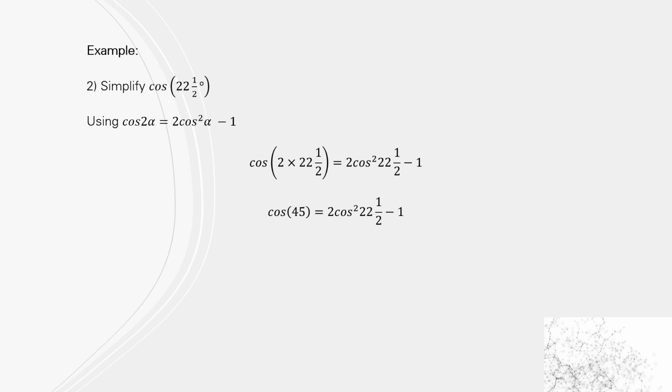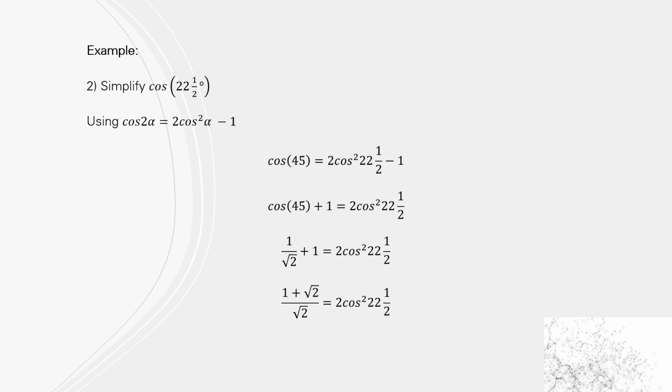Next one, cos 22.5. Well, cos 22.5 comes from the double angle where we use 45, but 45 is double 22.5. So cos 45 is equal to 2 lots of cos squared 22.5 minus 1. So we're going to manipulate that to get the cos 22.5 by itself. We're going to rearrange the equation. So add the 1, change cos 45 into 1 over surd 2, and get it as a common denominator.